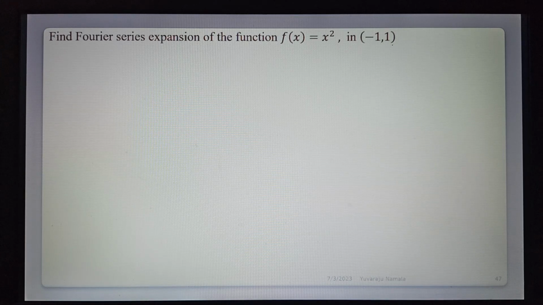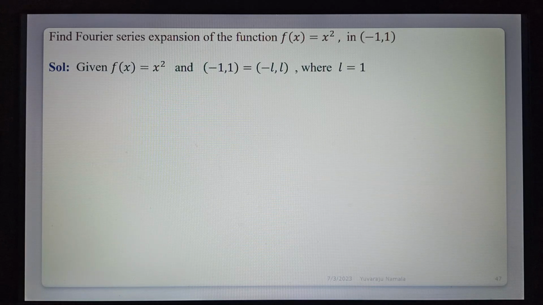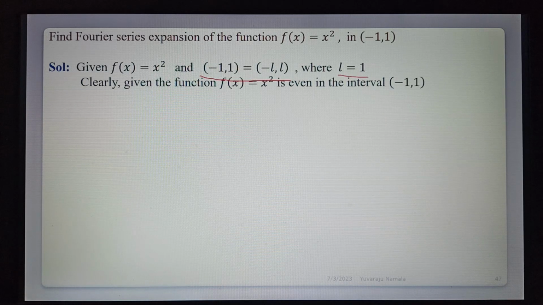Otherwise, if we know whether the function is even or odd, then we use the separate formulas. That is the shortcut method. So here the assumption is that the given x square is an even function. Using the shortcut method for series expansion, f(x) = x square in the interval minus L comma L, where L is equal to 1. So clearly the given function is an even function in the interval minus 1 comma 1.